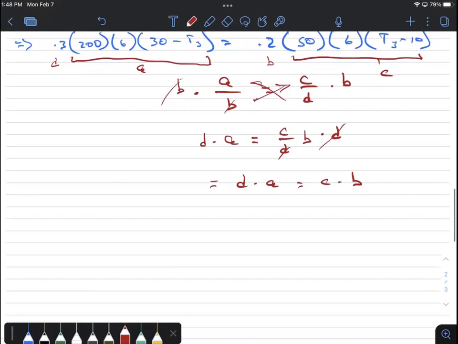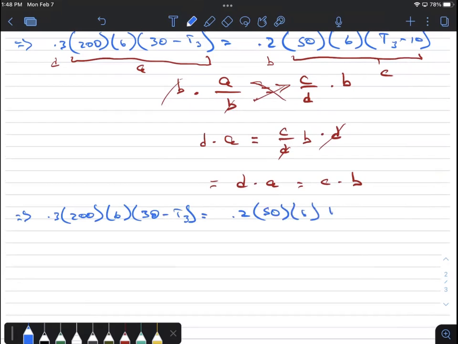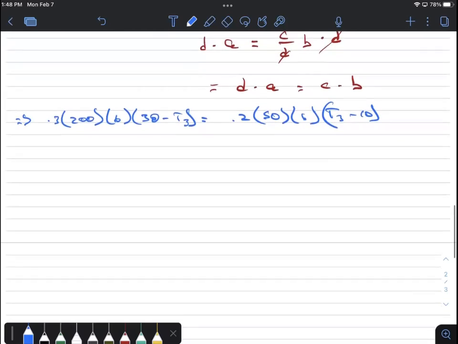All right, so let's finish it up. Now we're almost done because now the equation doesn't look quite as bad. 0.3, I'll just rewrite it. 200 times 6 times 30 minus T3 equals 0.2 times 50 times 6 times T3 minus 10. All right. Now what we have to do, distribute through.